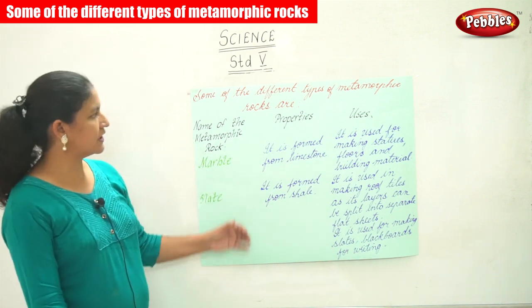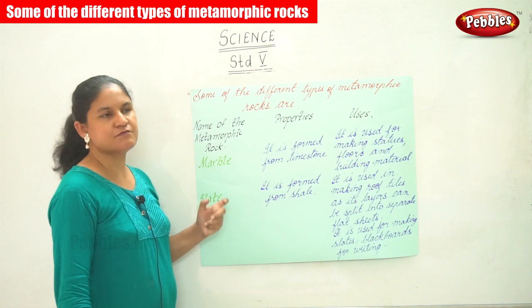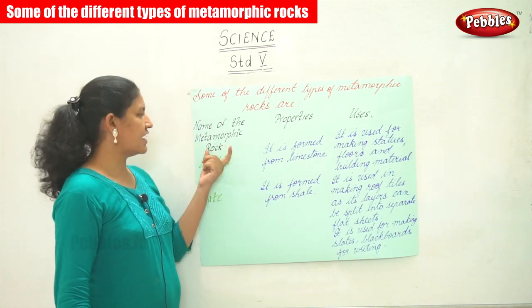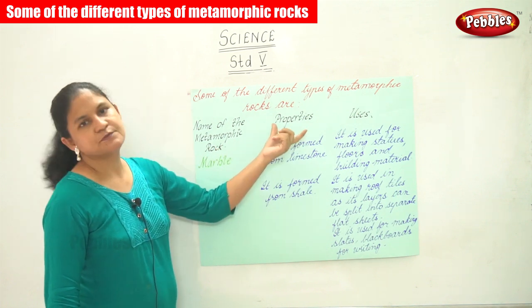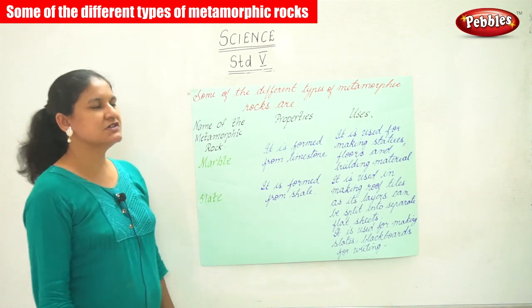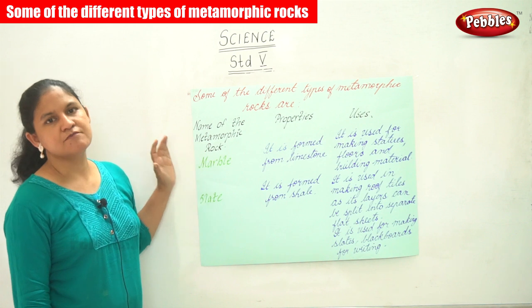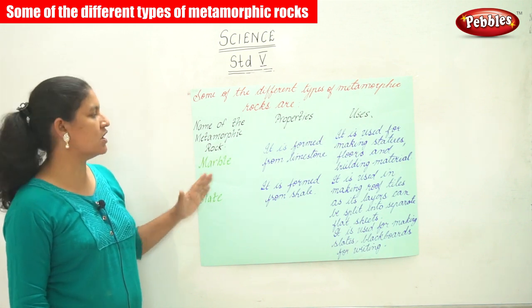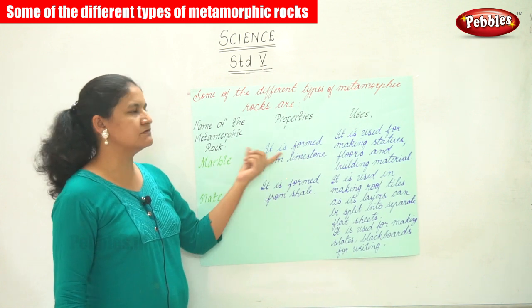Now we are going to look at some of the different types of metamorphic rocks. We have the name of the metamorphic rock, its properties and its uses. The first is marble. The first type of metamorphic rock is marble, and it is formed from limestone.